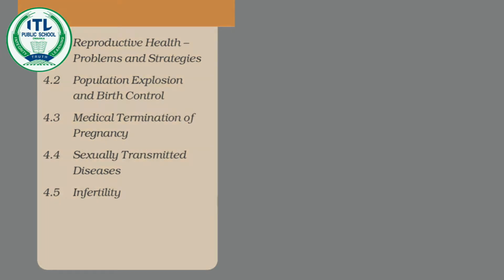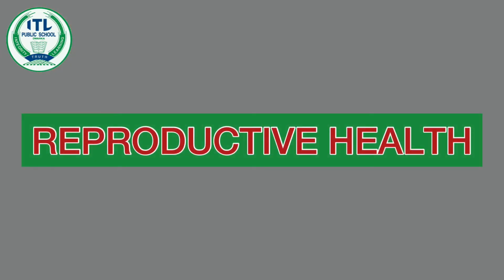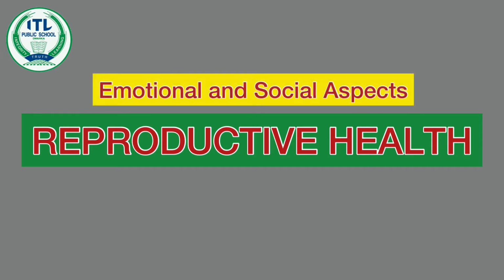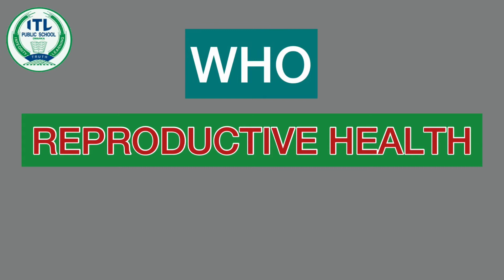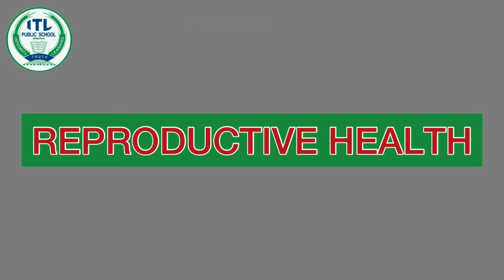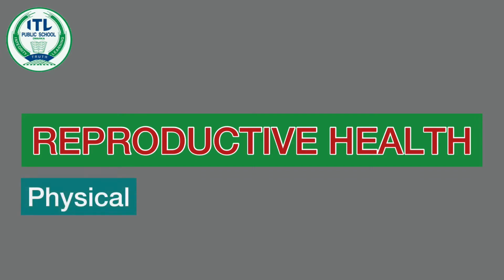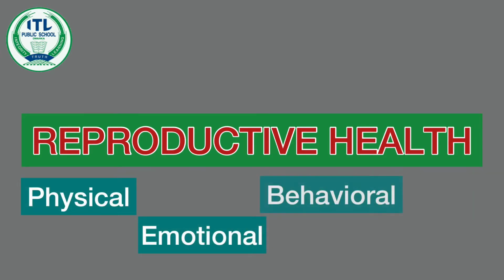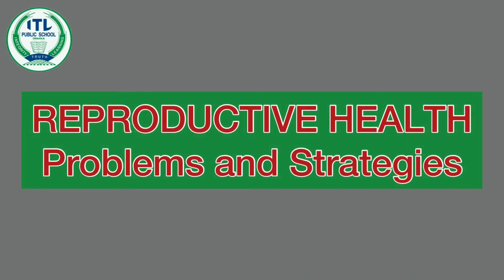Let us understand the term reproductive health. The term simply refers to healthy reproductive organs with normal functions. However, it has a broad perspective and includes emotional and social aspects of reproduction. According to World Health Organization, WHO, reproductive health means a total well-being in all its aspects of reproduction: physical, emotional, behavioral, and social. Reproductive health, problems and strategies.